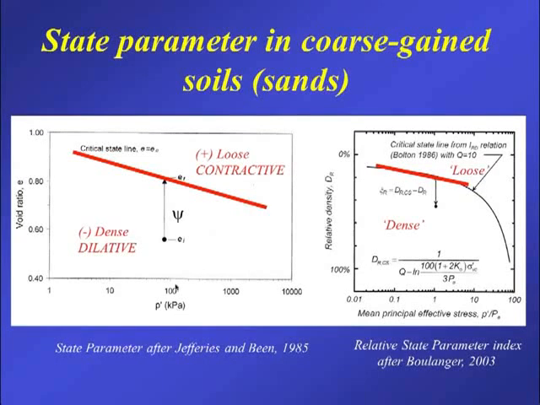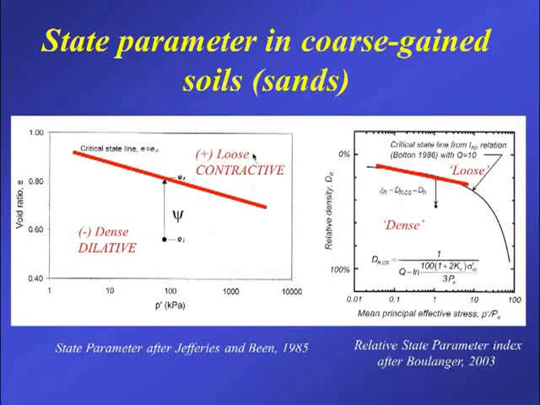Bean and Jeffries were one of the early people to suggest this concept. It came out of critical state soil mechanics, and it's illustrated here in a plot of void ratio against log mean effective stress. The critical state line is identified as essentially a straight line. If you're loose of critical state, then you're essentially contractive, and if you're dense of critical state, you're essentially dilative. They defined a state parameter as the difference in void ratio that you currently are from the void ratio at critical state at the same mean effective stress.